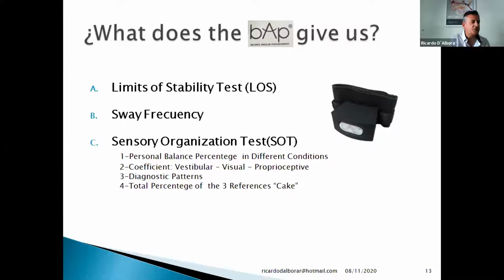What information does the BAP give us? Limit of stability, sway frequency, a sensory organization test with personal balance percentage in the different conditions, the coefficients of sensorial analysis for vestibular, visual, and proprioceptive, diagnostic patterns, and the total percentage of the three inputs.